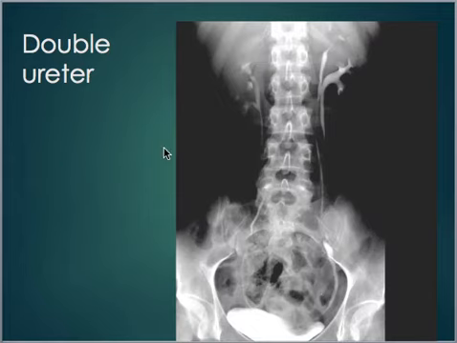Alright, this is a double ureter. So you've got two ureters here side by side. I know, like I said before, it's hard to see that, but this ureter is actually really good. You can follow it all the way down into the bladder here.